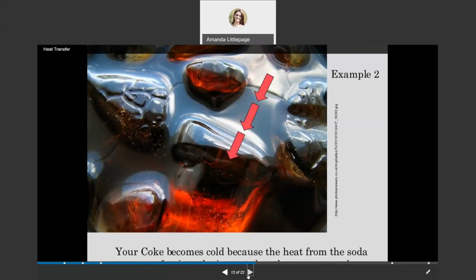Second example, how does ice work to keep your soda or other drinks cool? Well, the ice cubes pull heat energy from the soda into the ice cube itself. And that's how it cools the soda down. So you have a transfer of thermal energy. That also explains why your ice cubes eventually melt.